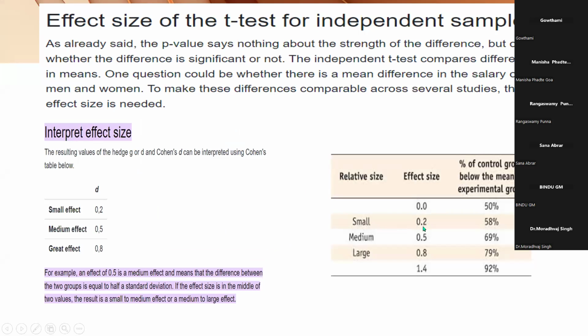If the effect size is less than 0.02, it is a small effect. If it is around 0.05, it is a medium effect. If it is between medium and greater, around 0.08, it means a great effect. So one more line can be added as part of your conclusion.